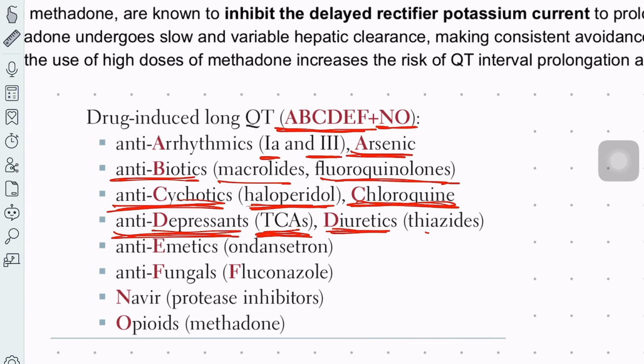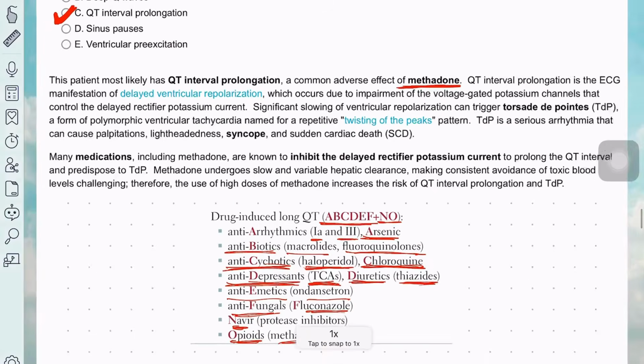Diuretics like thiazides, because they cause potassium loss, so they increase the toxicity of digoxin also. Antiemetic like ondansetron, antifungal like fluconazole, navirs which are anti-HIV, opioids like methadone.